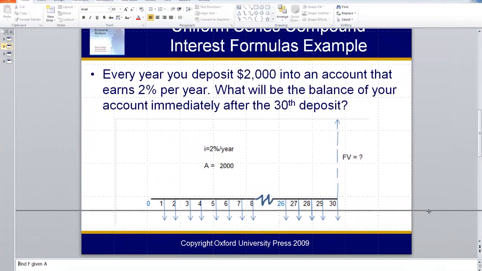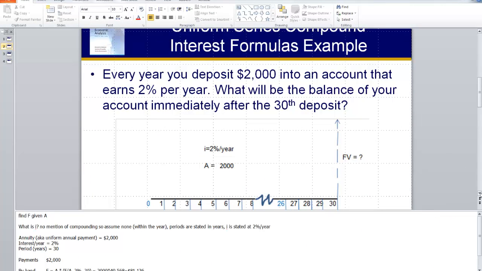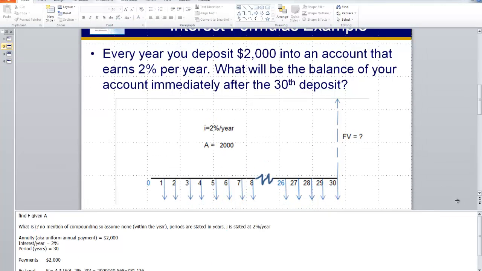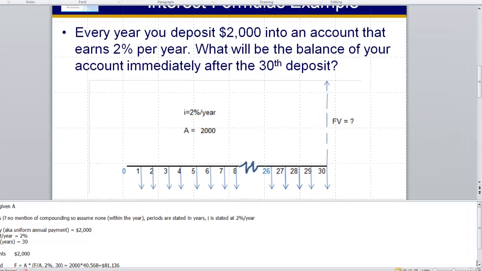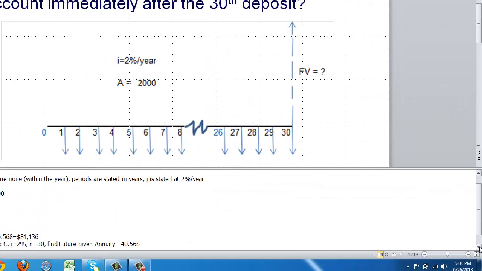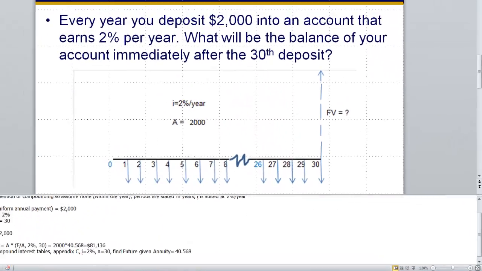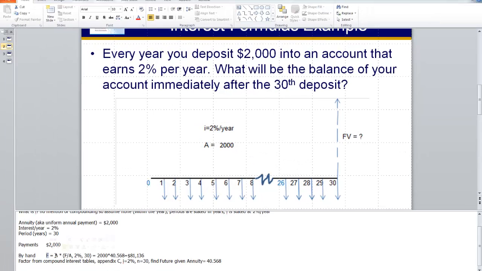Okay, so let's see what we can find here. Get it set up. We already stated that the interest rate is going to be 2% because there's no statement about any compounding within the year, and our payments are annual. So our interest rate is stated per year, our payments are per year, so those are consistent. And what we want to do then is find the future given the annuity.